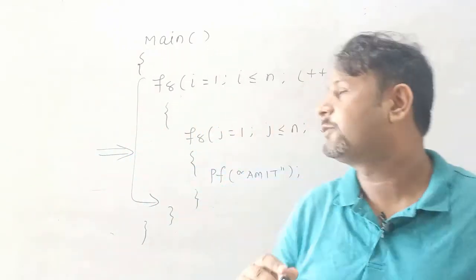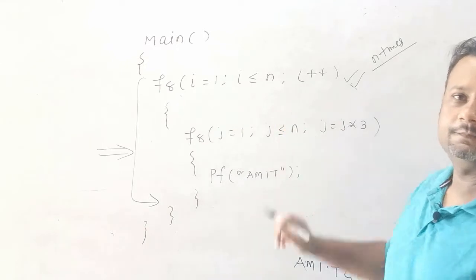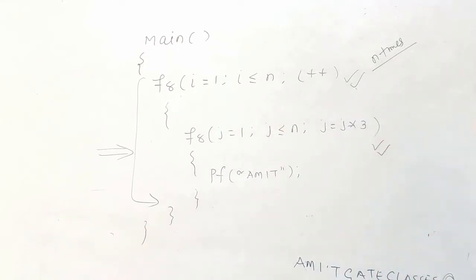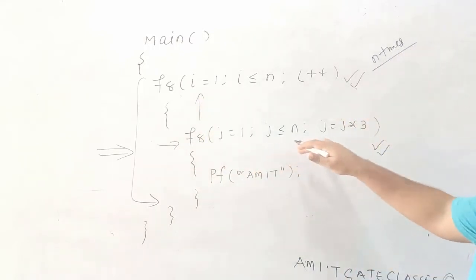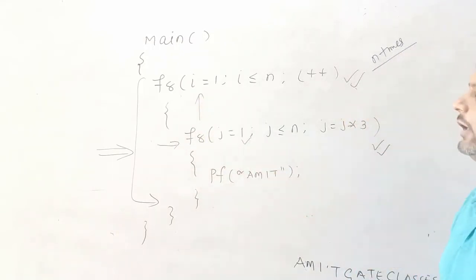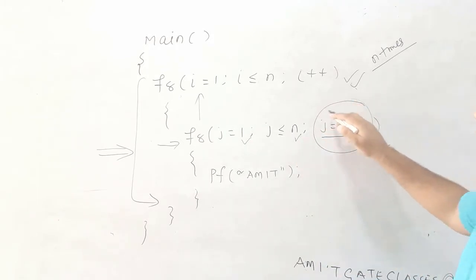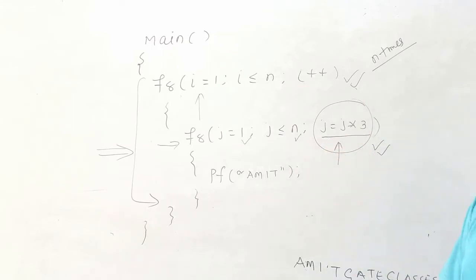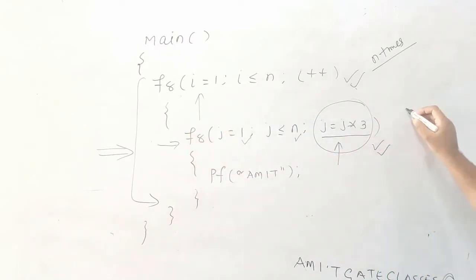So let's find out the first one. This first outer loop is going to run how many times? N times, 1 to n. Now think about this one. This inner loop has no business with the outer loop. This is also an independent loop because it starts from 1 and goes up to n, and the important point is that the value of j is getting modified by multiplying by 3. Refer to the last video. Whenever we have this kind of question, the complexity is log n base 3.